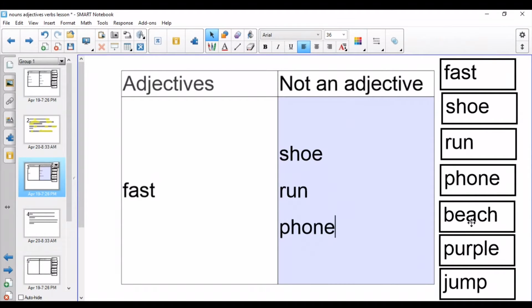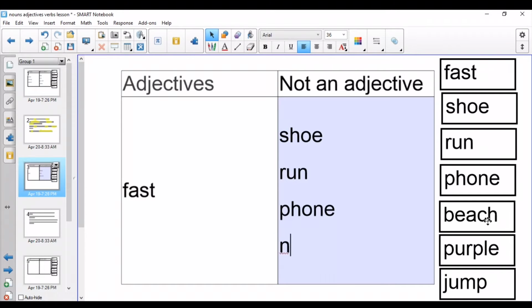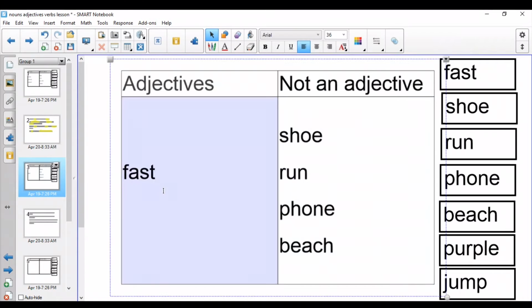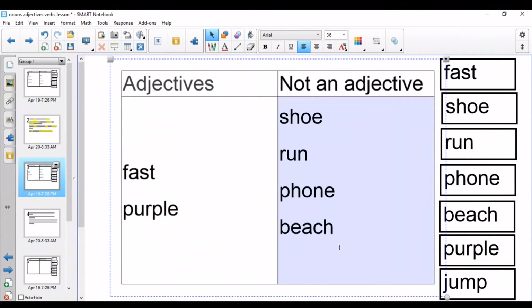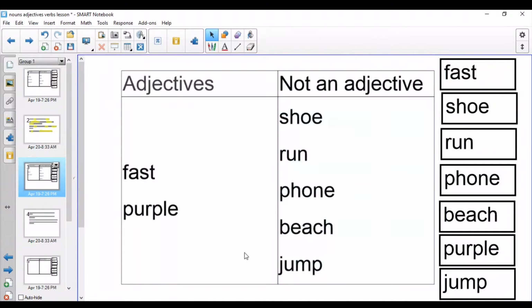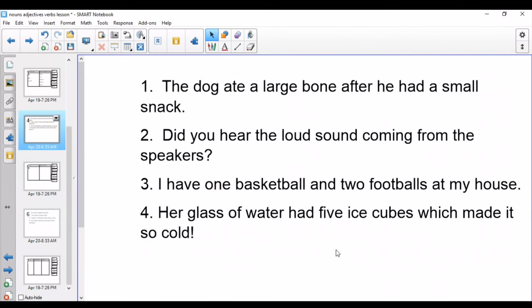How about the word beach? Is beach an adjective? No, beach is not an adjective. How about purple? Is purple an adjective? Yes, purple is an adjective. It is a describing word. How about the word jump? Is jump an adjective? Jump is not an adjective. Great job, friends.